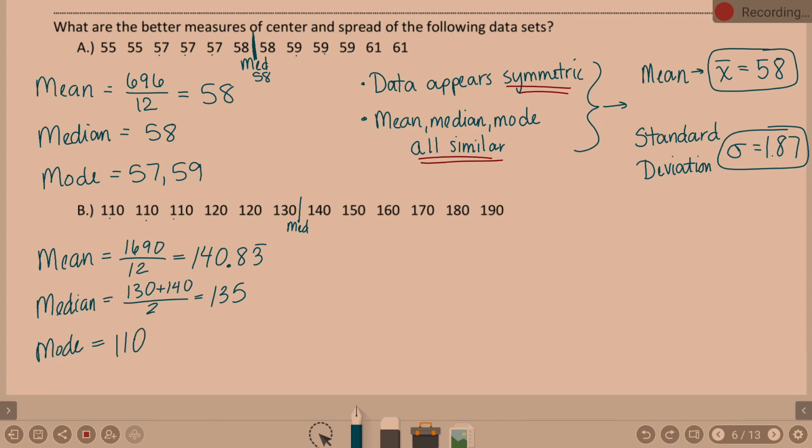What would you say about this data? Is it symmetric or skewed? My mean, median, and mode are varying, aren't they? They're not very similar. If I look at my median of 135 down to 10, as opposed to 135 up to 190, there's definitely a difference in gap, isn't there? Now, in this case, my data values are skewed more to the right, is what I would say on this one, because they're going to be more spread out on the right. Okay?